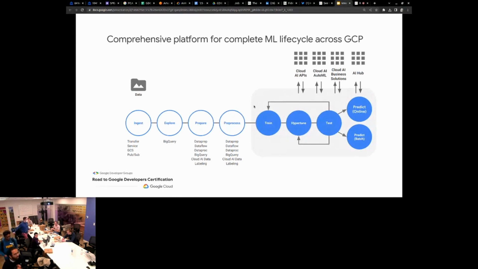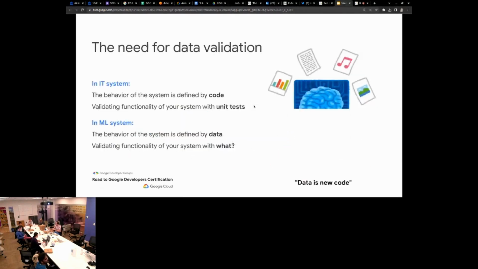After the pre-processing, you are in the machine learning realm of the Google services. So for training, hyperparameter tuning, and testing the data, you have multiple platforms like Google AI API, Google Cloud AutoML, business solutions, and you can use AI Hub for predicting and testing your machine.